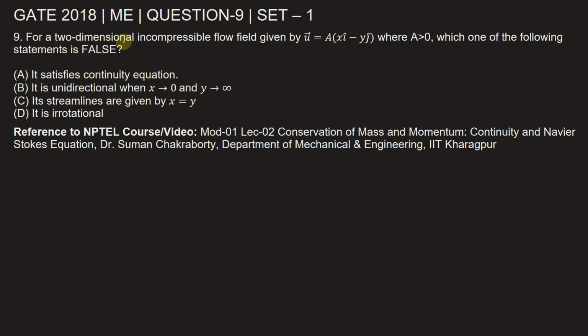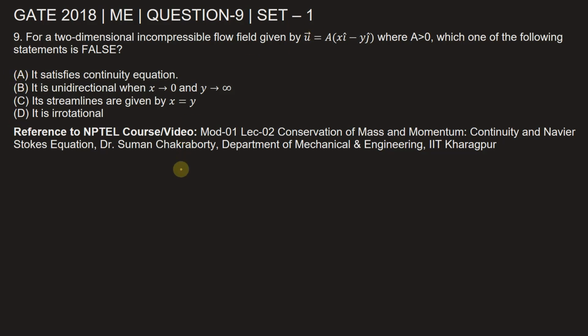For a two-dimensional incompressible flow field given by u vector is equal to a x i cap plus y j cap, where a is greater than 0, which one of the following statements is false? So 4 statements are given here and we have to check which among these 4 options is incorrect.